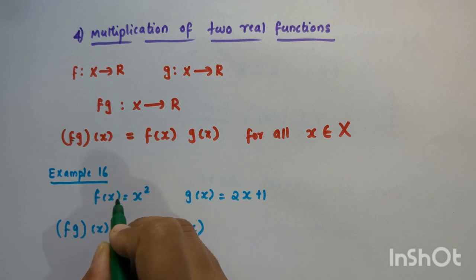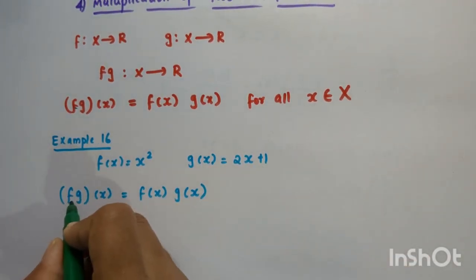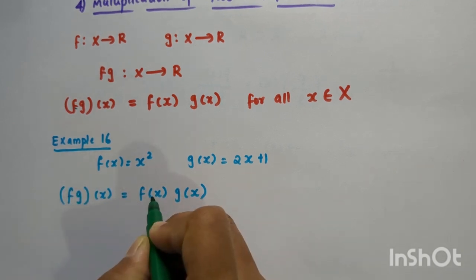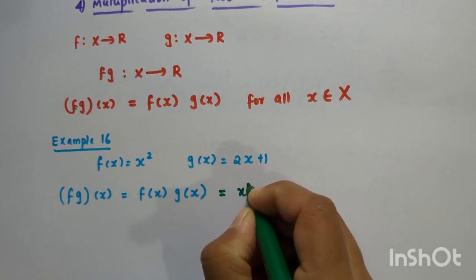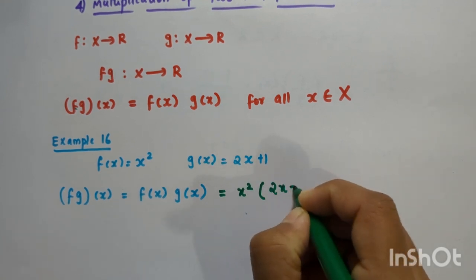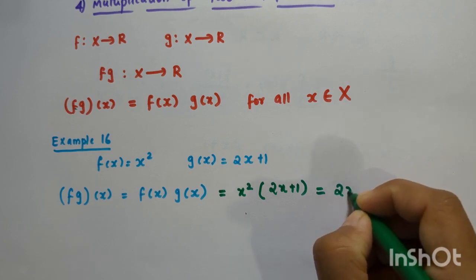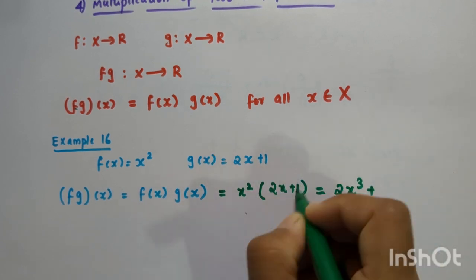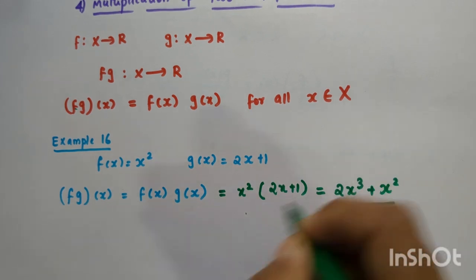For example, if f of x is x square and g of x is 2x plus 1, then multiplication of these two real functions, that is f into g of x, will be equal to f of x into g of x. So f of x is x square into g of x is 2x plus 1. When you open the bracket, x square into 2x will be 2x cube plus 1 into x square is x square. So 2x cube plus x square, that is the answer.